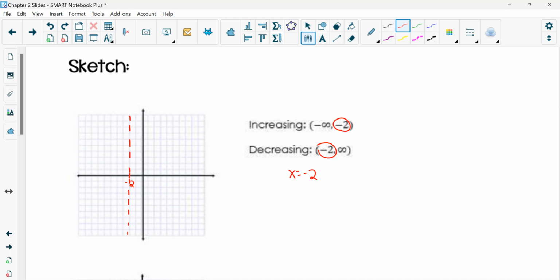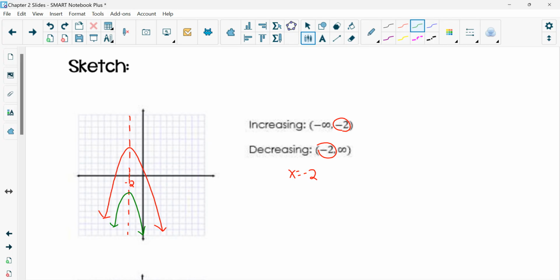So in this particular case, we increase from -infinity to -2, and then we decrease from -2 to infinity. So it's going to look something like that. Could I do this? That works. It doesn't matter how high up the y values are. It just matters that I'm increasing to the left of that dotted line, and decreasing to the right of that dotted line. So any of those would work.